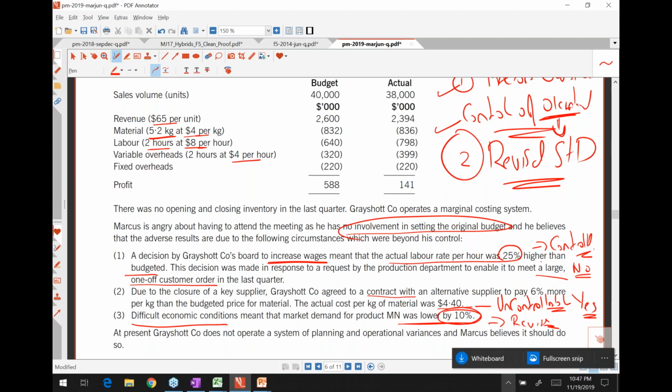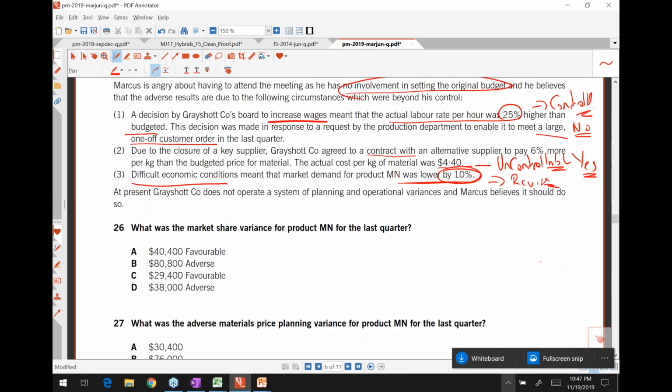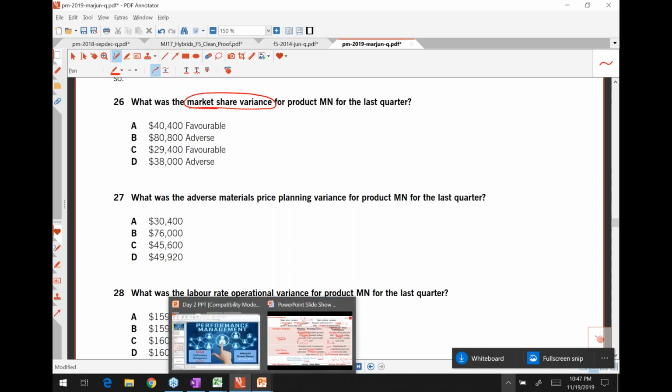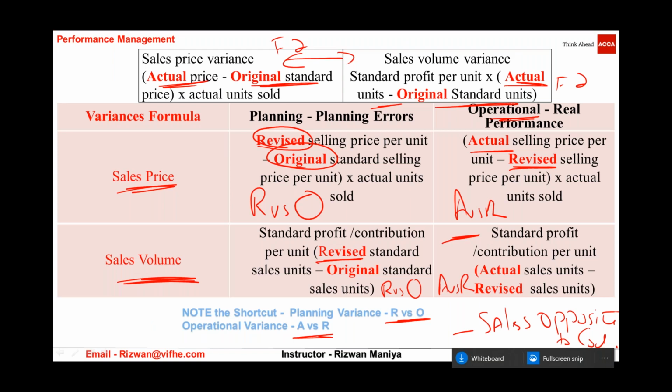So now, let's start calculating. Let's start with first, what is market share variance? It's very simple. Let me just tell you one thing. For sales volume, planning means market size, and operational means market share. These are the terms that you need to remember for volume only.